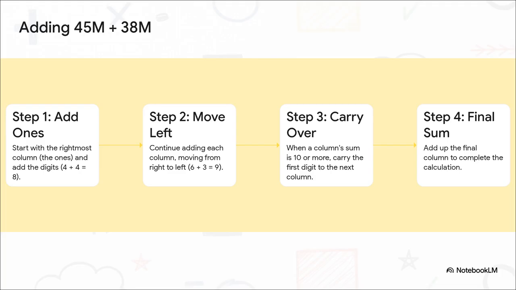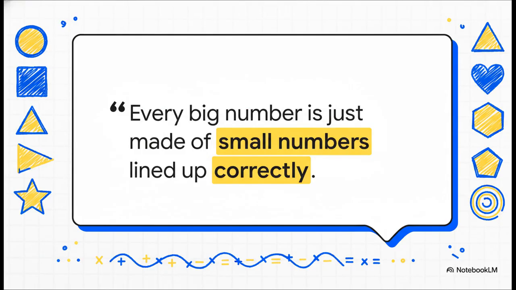But wait, what happens when a column adds up to more than 9? Like 5 plus 6, which is 11. Well, just like step 4 says, you write down the second digit, the 1, and you carry over the first digit to the top of the next column. You just keep repeating that little trick until you get all the way to the end. And this really gets to the heart of it, doesn't it? Stop thinking of it as one huge, scary number. It's not. It's just a bunch of small, easy math problems, all sitting nicely in their own columns.